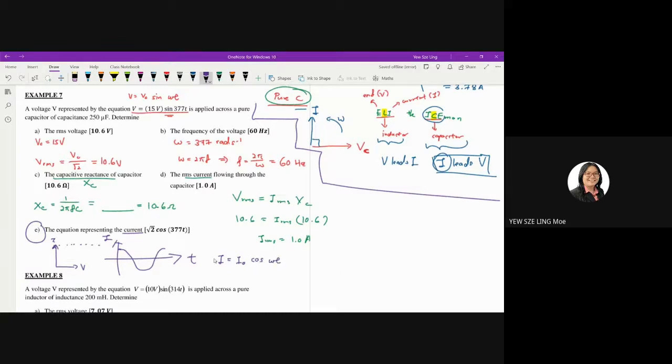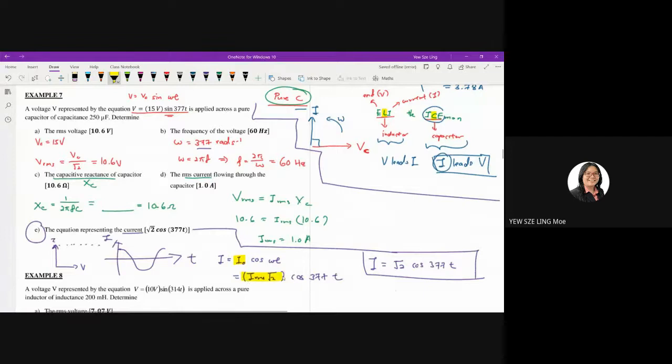So it is equal to I maximum. Do I have I maximum? I don't have I maximum, but can I calculate it? Yes, I can. I maximum is IRMS times root 2. Omega is given as 377, so 377t. Plug in the value, I equals root 2 cos 377t. That is your equation, your answer for question E.